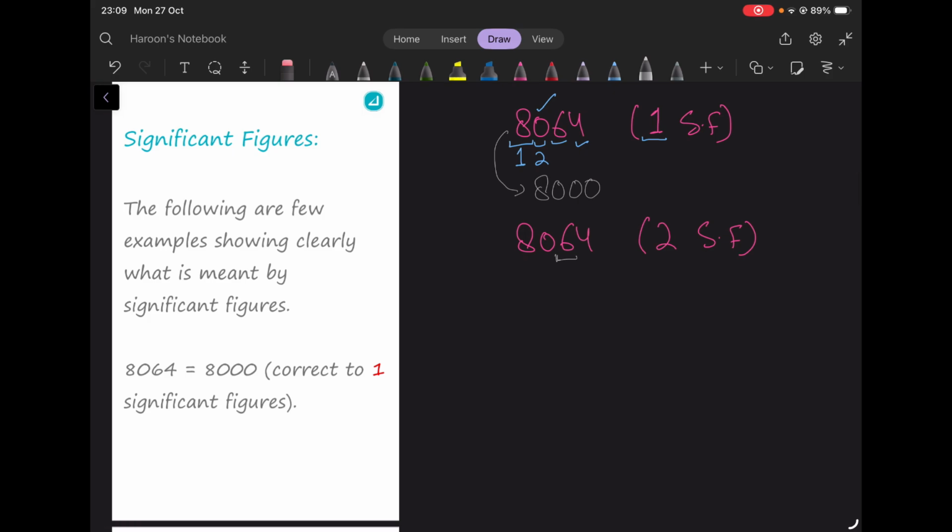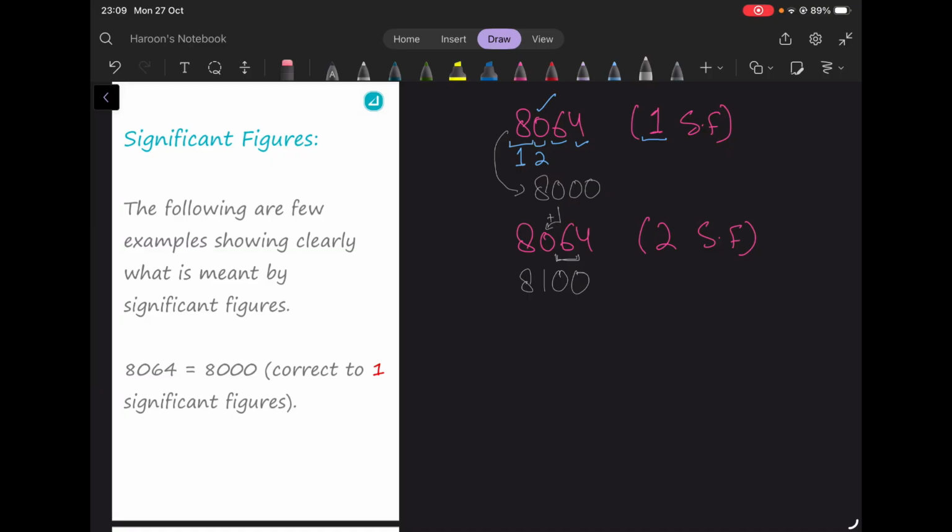So this number, if it is 5 or greater than 5, then I add 1 to the previous digit. You can see this is 5 or greater than 5, so I'll add 1 to the previous digit. The previous digit was 0, so this becomes 1. So 8, 1, and I replace every next digit before the decimal with 0. So 8100. This would be the answer.